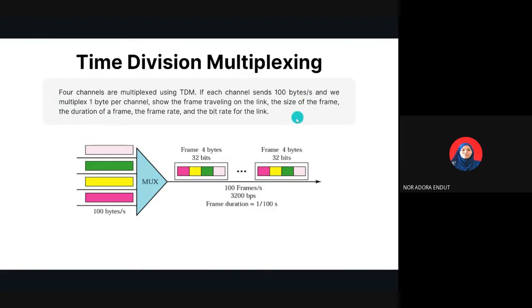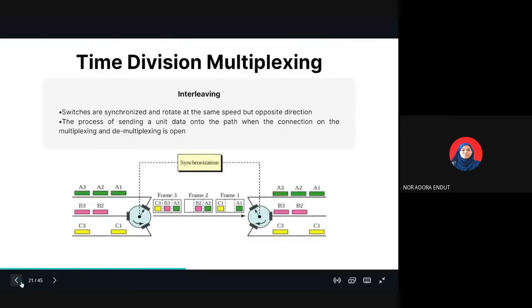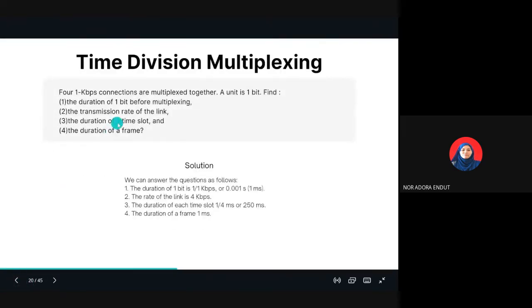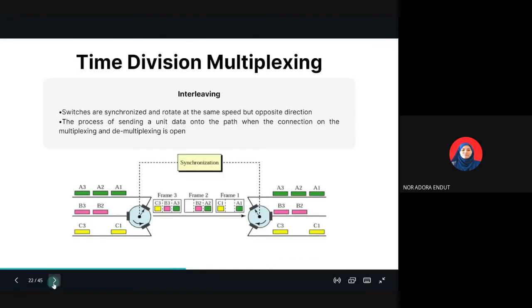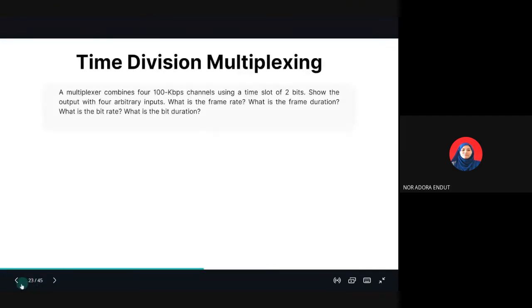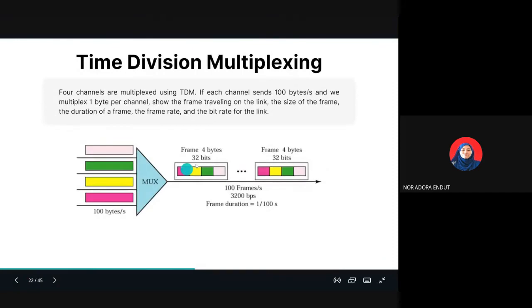Okay, so konsep dia lebih kurang sama kan. Okay, so for you guys to know, maksudnya kamu kena faham lah. Ni mesti akan tanya duration of 1 bit ataupun duration of 1 time slot, the data rate of the link, the duration of the time slot and the duration of the frame. Sama juga contoh ni. Laju pula. Okay. Size of the frame, duration of the frame rate and the bit rate.